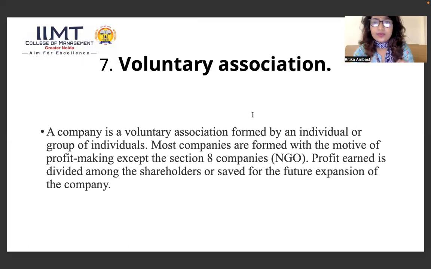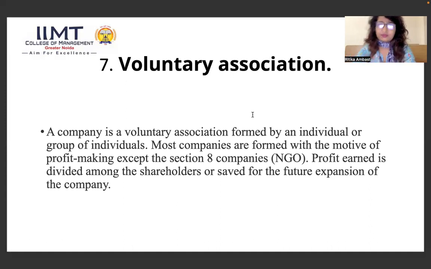Next feature is voluntary association. Voluntary association of what? Voluntary association formed by an individual or group of individuals. Most companies are formed with the motive of profit making, except the Section 8 company. Section 8 company is an NGO, meaning a non-profit organization, NPO. Profit earned is divided among the shareholders or saved for the future expansion of the company.